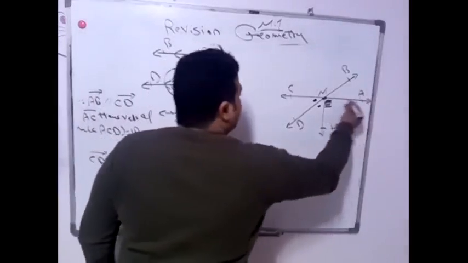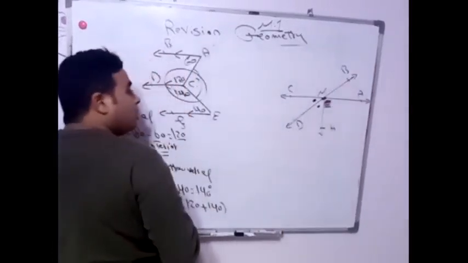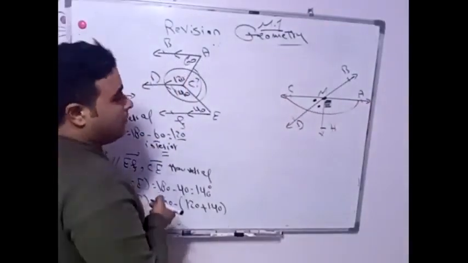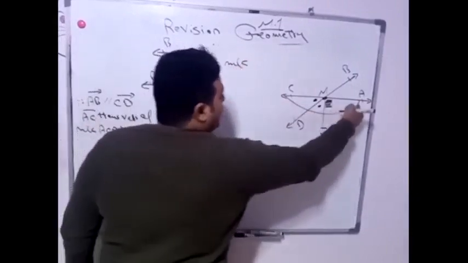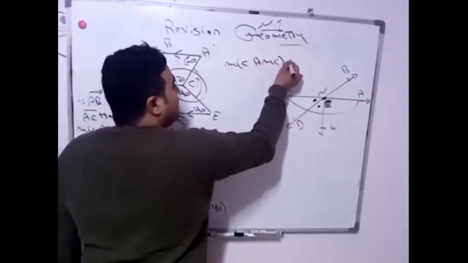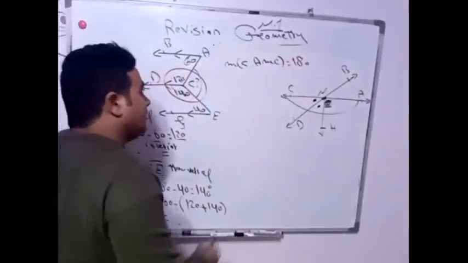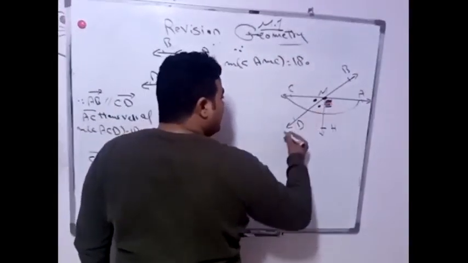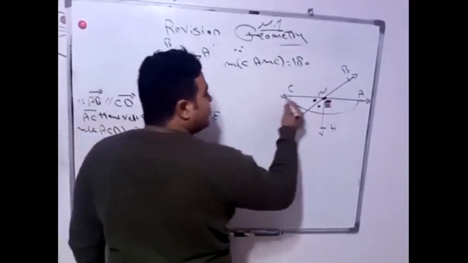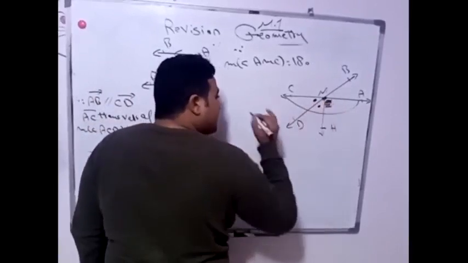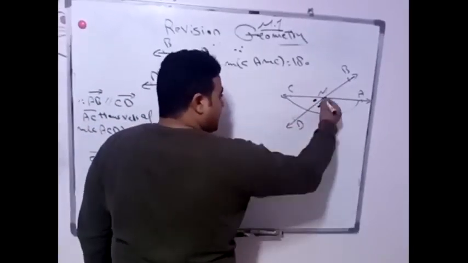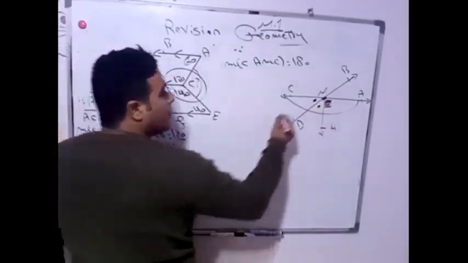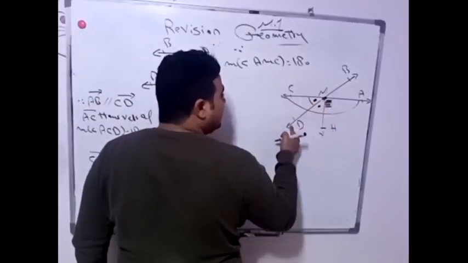Here we have straight line AC intersecting with BD. We have a straight angle, and a straight angle equals 180. So I have measure angle AMC equal to 180 since we have a straight angle. Here MD is the bisector of angle CMH. This bisects angle CMH, dividing it into two equal angles. So angle CMD equals angle DMH.